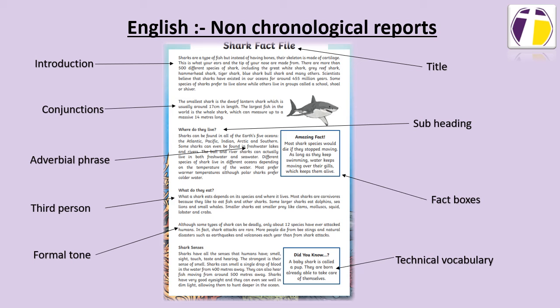We have an introduction, which gives you an insight and a brief description of the animal or the topic that you are learning about. We have subheadings, which help with the organisation of the text. It makes it clear to understand what the different parts of the text are about. We have fact boxes, which give us key bits of information about the topic. We have technical vocabulary, which are words that are specific to that topic.